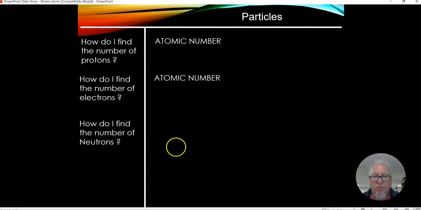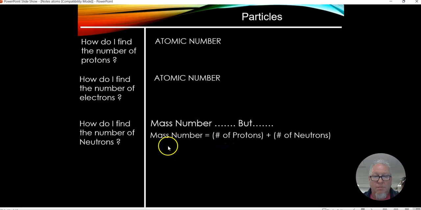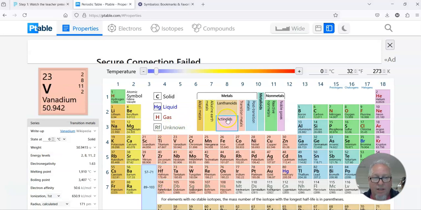And the reason the number of neutrons is difficult is because it's the mass number, but the mass number doesn't directly tell you the number of neutrons, because the mass number is a combination of the number of protons plus the number of neutrons. So that gets a little bit trickier to determine how many neutrons there are. So let's go to the periodic table and make sure that we can process this for a second.